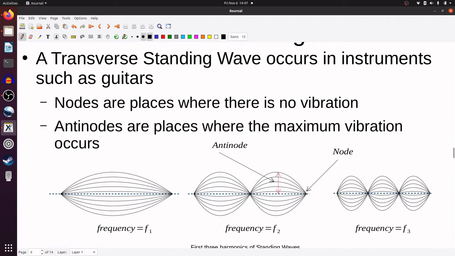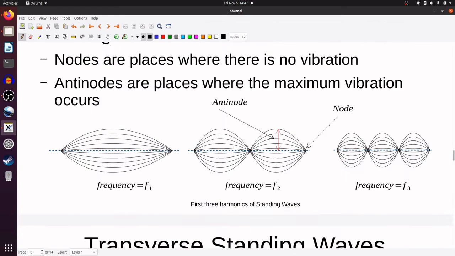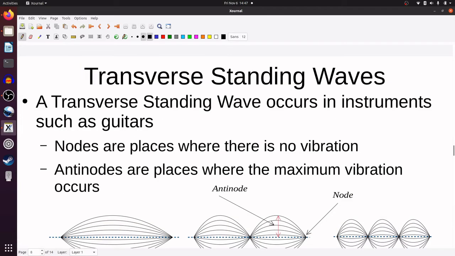Okay, transverse standing waves. Oh, this makes so much more sense than what I thought it was going to be. Okay, good. I thought my slides were out of order and this was second. And I was like, why would that be second? It doesn't make a lot of sense. I was going to cover this anyways.